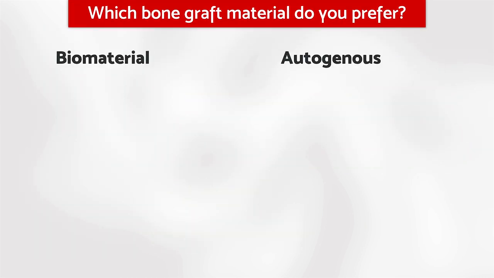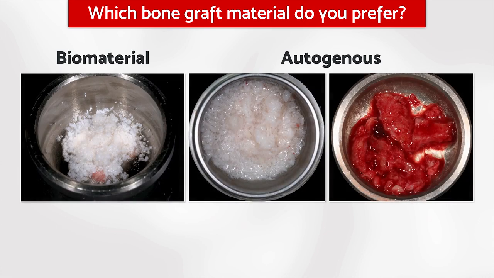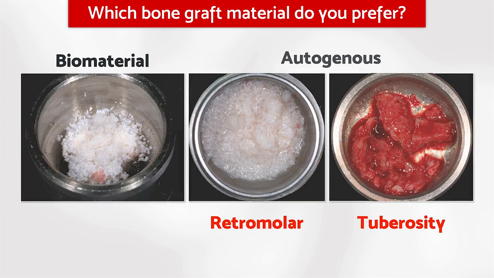Here you can see two different options. You can use biomaterial or autogenous bone graft. Autogenous can come from the retromolar area or from the tuberosity. And we have a main difference between these three kinds of graft. Of course, the main difference is the color, but not only that.